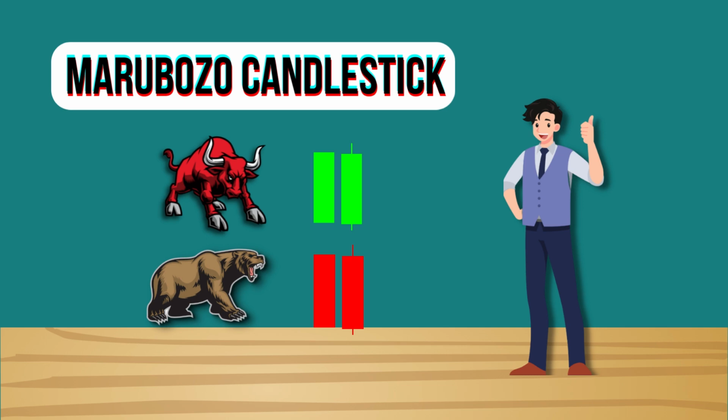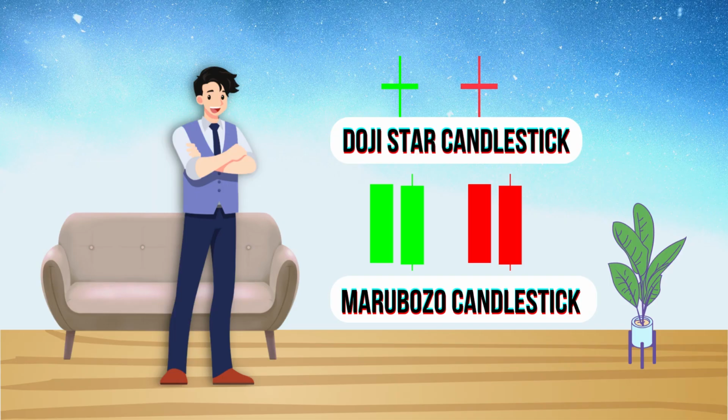Now we will understand the Marubozo candlesticks. Friends, a bearish Marubozo and a bullish Marubozo candlestick need to be formed to confirm the evening star pattern. Friends, Marubozo candlesticks are direction biased. That is, Marubozo candlesticks present bearishness and bullishness. Marubozo candlesticks are usually larger in size and have no wicks or have a smaller wick. Friends, this was a brief introduction about Doji star and Marubozo candlesticks.